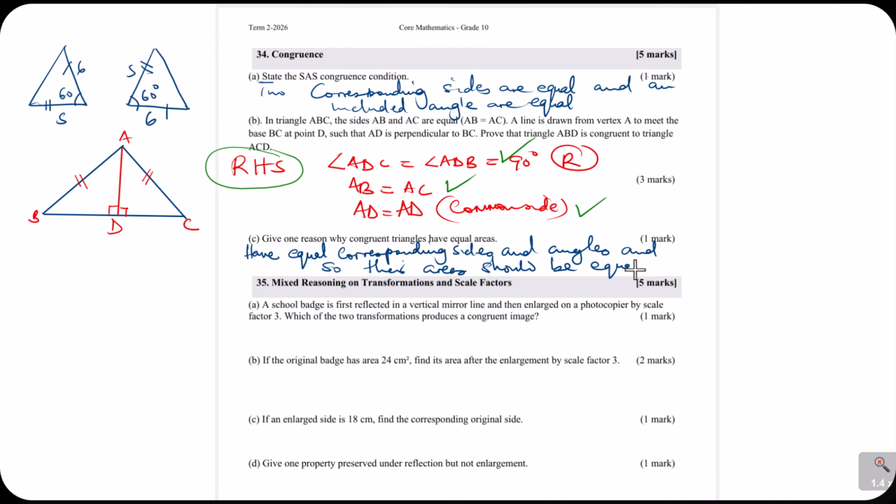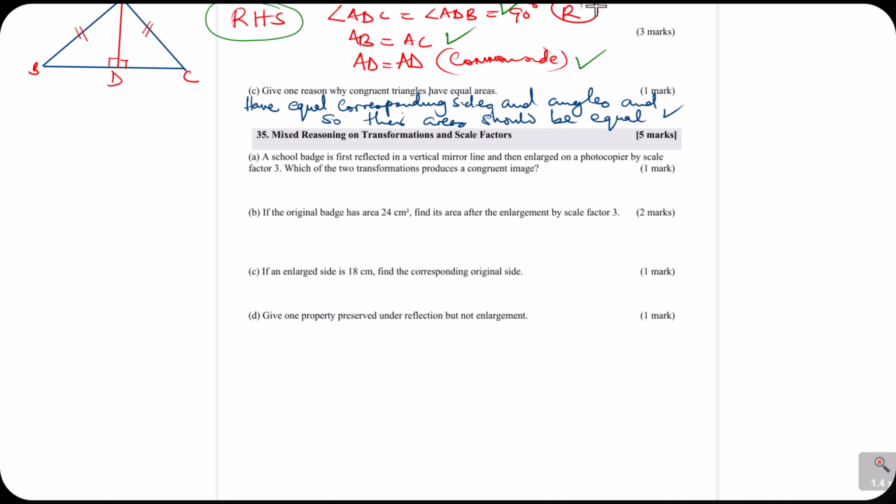So if they have equal corresponding sides and also equal corresponding angles, then their areas should be equal. The last question is on mixed reasoning and transformation scale factors. A school badge is first reflected in a vertical mirror line and then enlarged on a photocopier by scale factor of 3. Which of the two transformations produces a congruent image?